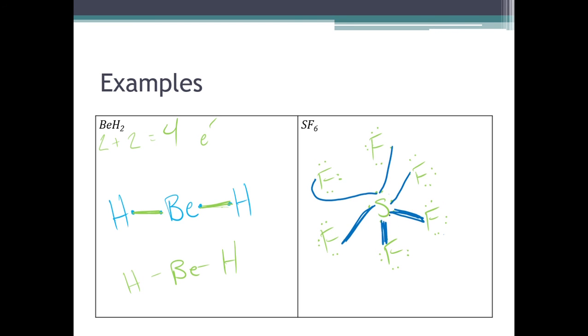And that means sulfur, instead of having 2 bonds and 2 lone pairs like it normally does, is just going to have 6 bonds from its 6 valence electrons. So drawing this a little bit neater, we've got sulfur bonded to 1, 2, 3, 4, 5, 6 fluorines.